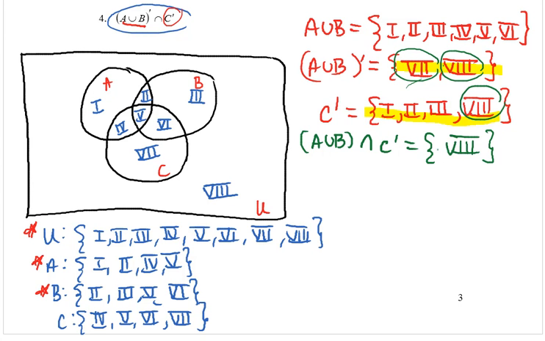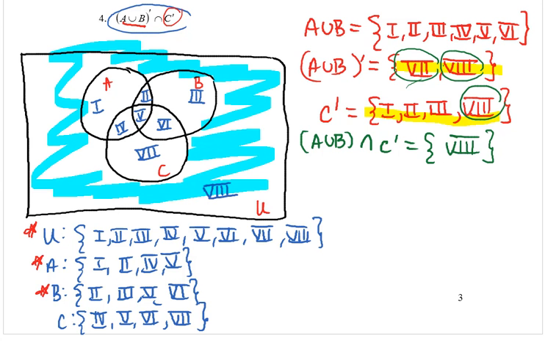So then we're going to shade region 8 in the picture. So that's going to be this whole outside region represented here outside of those 3 circles.